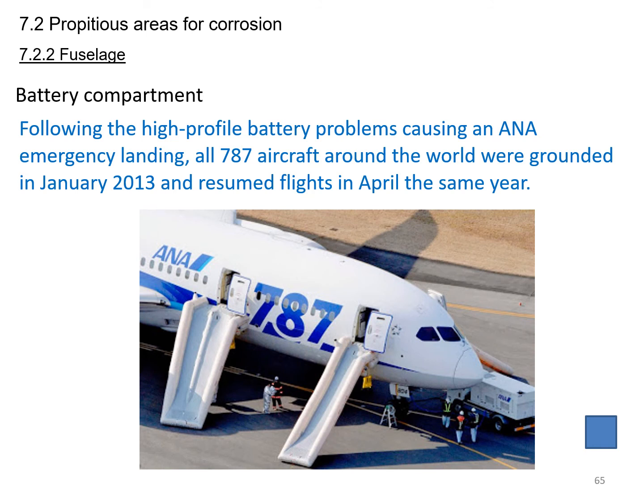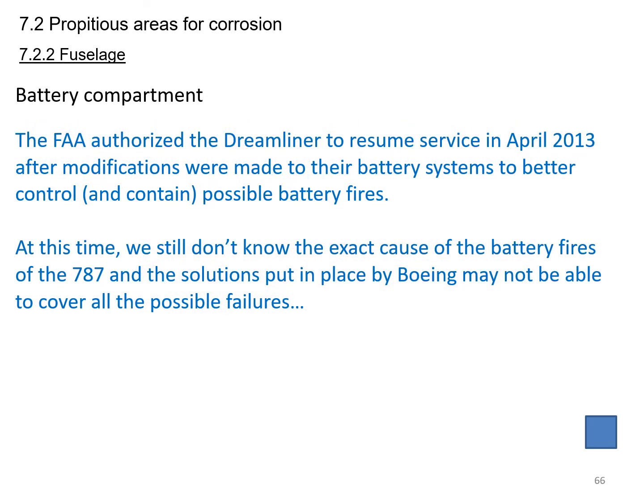Following the high-profile battery problem that caused the All Nippon Airways emergency landing of a 787, all the aircraft around the world were grounded in January 2013. The FAA authorized the Dreamliner to resume service in April 2013 after modifications were made to the battery system to better control and contain possible battery fires. At this time, we still don't know the exact cause of the battery fires on the 787, and the solution put in place by Boeing may not be able to cover all the possible failures. I didn't do a follow-up on this since I created this course, but it seems like the problem was solved because we haven't heard of a 787 battery fire since then.